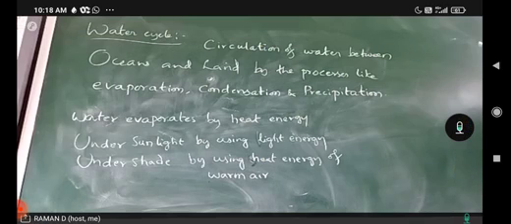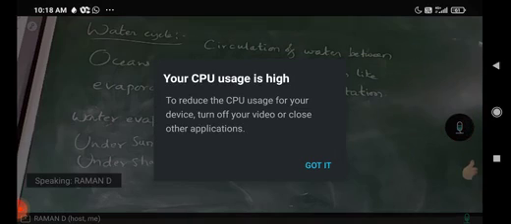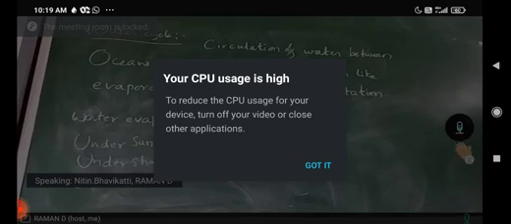Evaporation is actually a slow process, but with the increasing heat, the rate of evaporation also increases, right? So, in which season more evaporation of water occurs? Very good. In summer, evaporation occurs at a high rate.